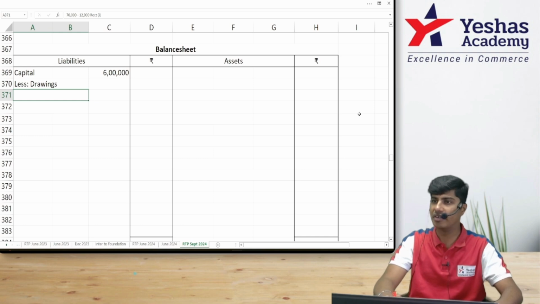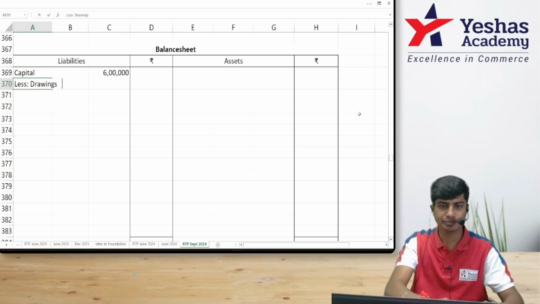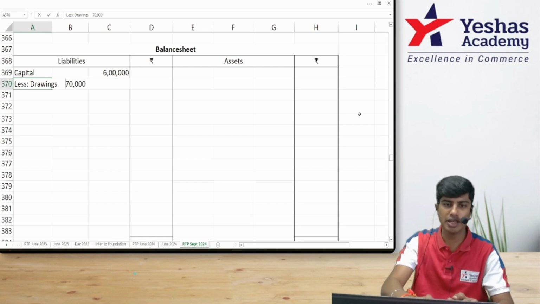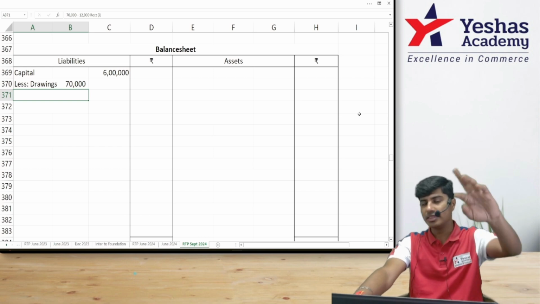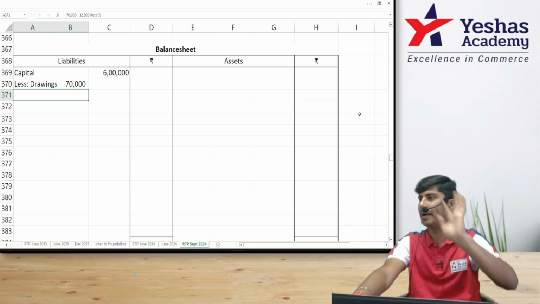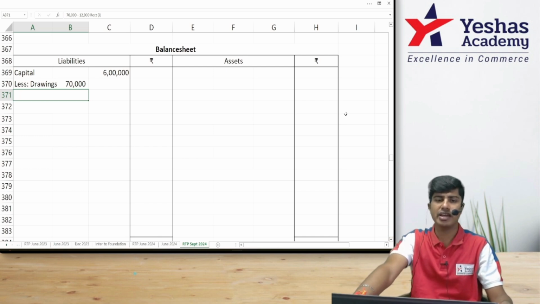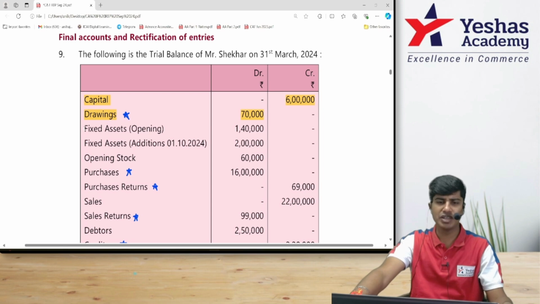How much is it? 70. Remember 70, or if you want, I'll write it here in the inner column, only 70,000. After we write the entire trial balance, then I'll make adjustments, give the impact of that and then finally write it. Till then, can you wait? Yes, sir. After drawings, we have fixed assets.